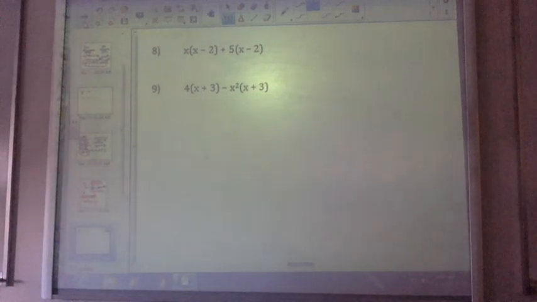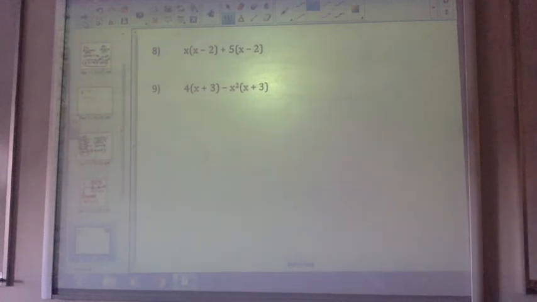Now let's pause for a minute. Problem number 8 looks kind of different. Right now I have 2 terms on number 8. My first term is x and then quantity x minus 2. For the other term, I have 5 and then quantity x minus 2. Do I have a quantity that is the same between the two? Yeah, x minus 2, right?